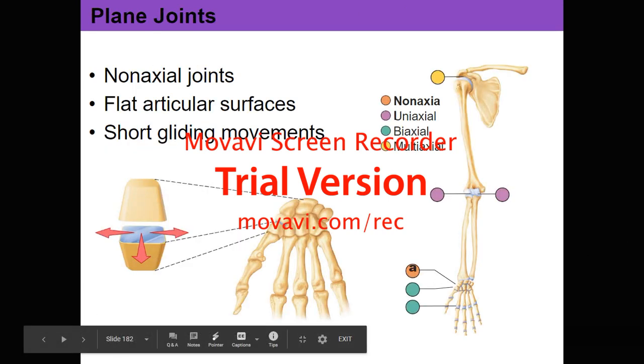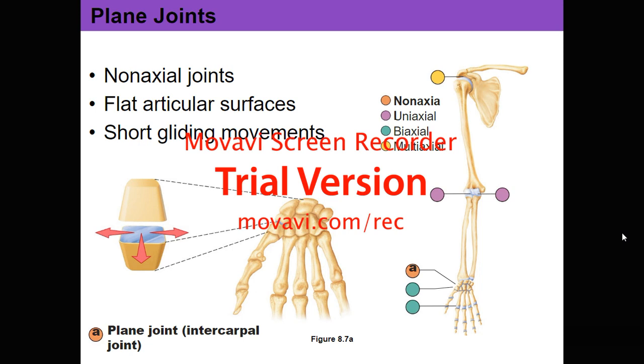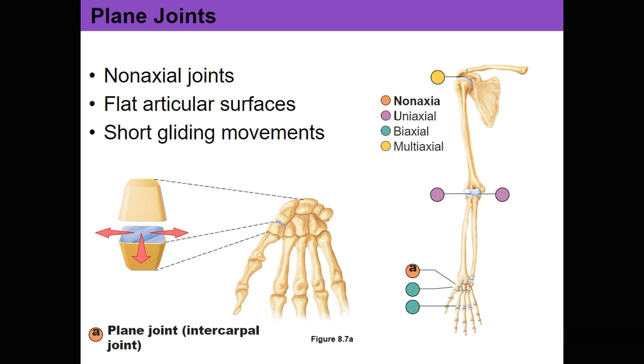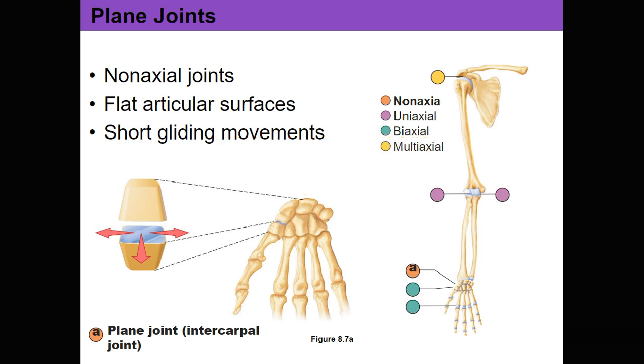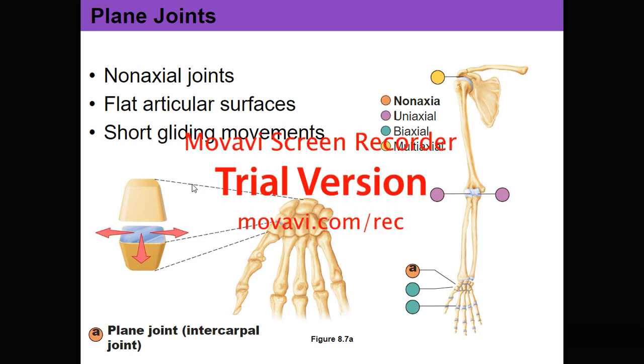All right, so plane joints. Remember, non-axial, you have gliding movements. You find these between flat articular surfaces, and you just have non-axial, gliding movement. You find them in your intercarpal joints and your intertarsal joints. So again, between flat articular surfaces, you have gliding movements, which are non-axial joints, okay?